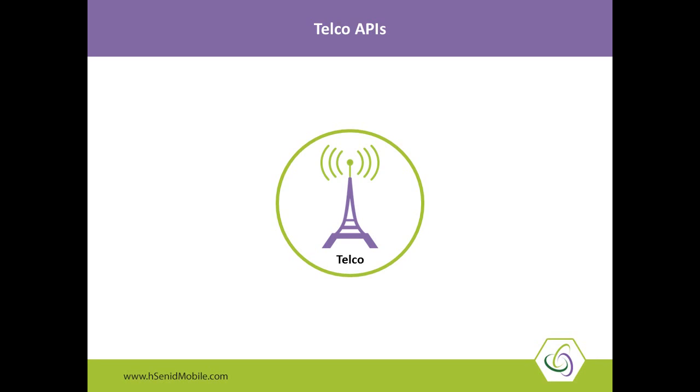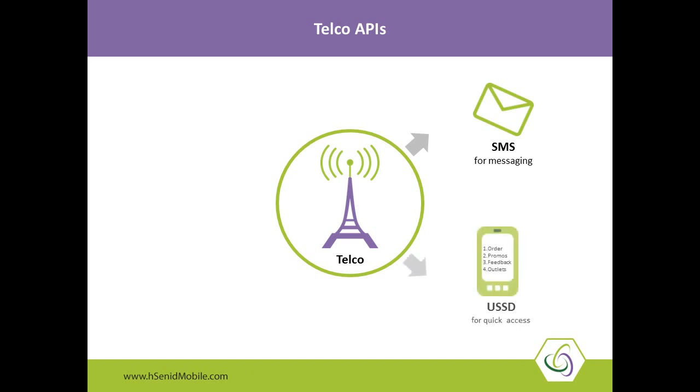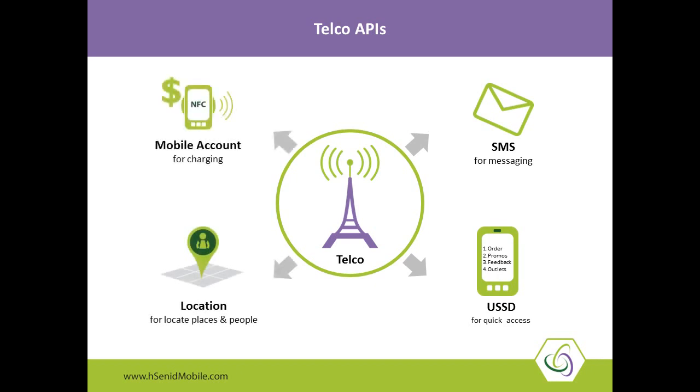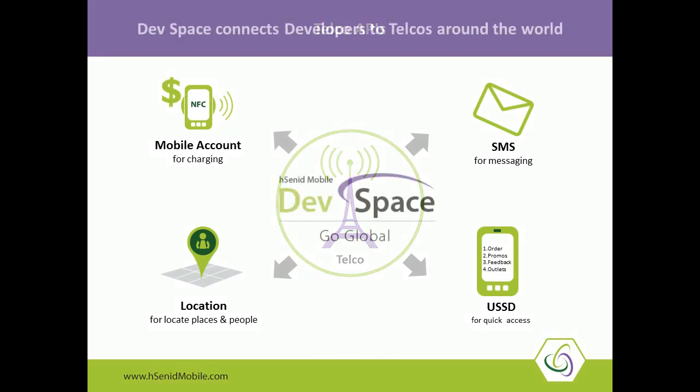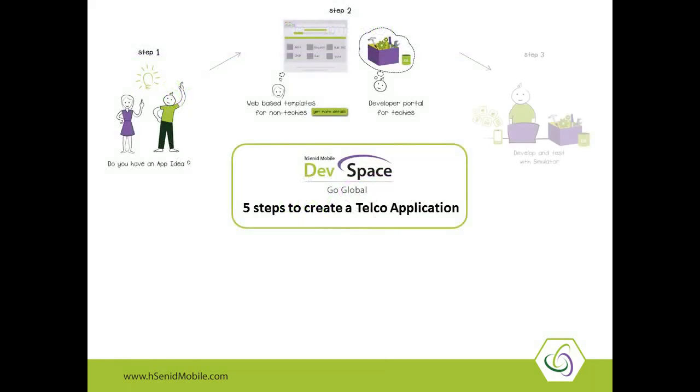The APIs range from SMS API for messaging applications, USSD API to create apps with quick access via USSD menus, location-based APIs that allow you to locate places and people, and charging APIs which allow users to make payments through their mobile account. Alright, once you have chosen the necessary APIs, the third step is to develop your application and test it. We provide simulators that enable you to test your application on a mock telco environment.